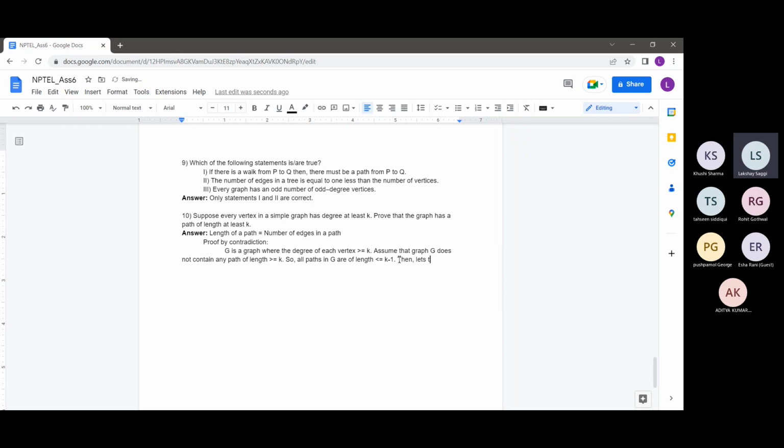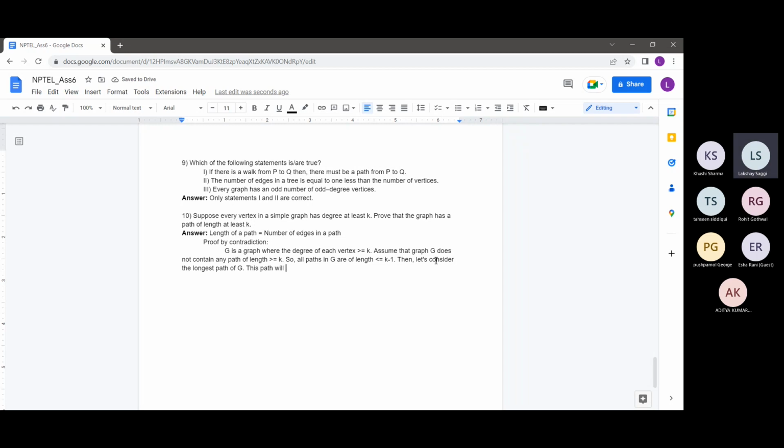And then let's take the largest path of G. Basically there will be a lot of paths in G, right? So let's consider the longest path, the path which has the highest length. Longest path of G. Then this path will have a length less than or equal to k minus 1, right? Since we have assumed that all paths are of length less than or equal to k minus 1.